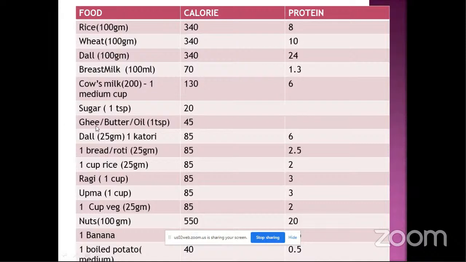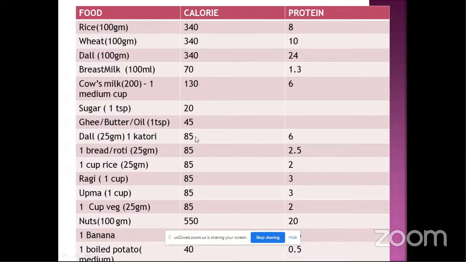And next is any fatty item, that is ghee, butter, or oil. 1 teaspoon of any of these is going to produce a kilocalorie of 45, and protein of nil. Now coming to the practical thing. 1 katori or 1 serving of dal, that is 25 gram, is going to produce 85. Here we saw everything as 340, 340, 340, and here we are going to make it as a fraction. So this will be the 1 serving.